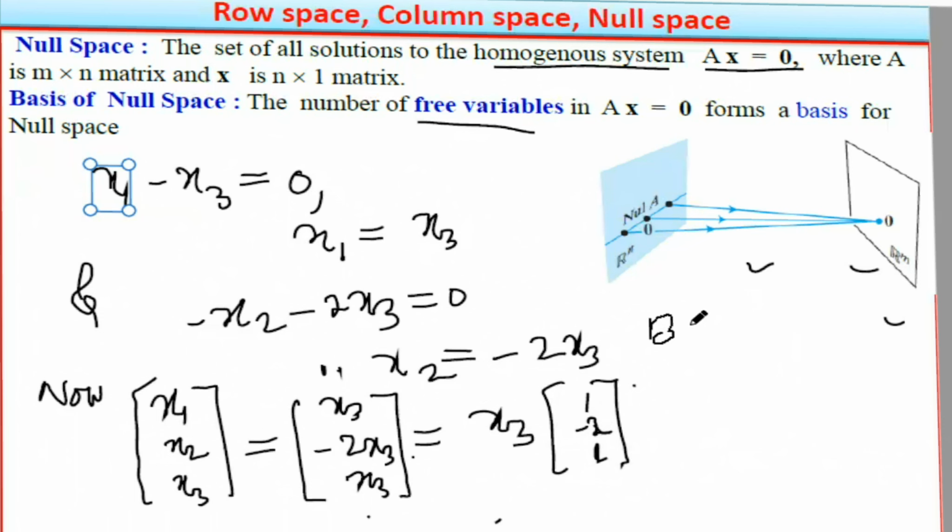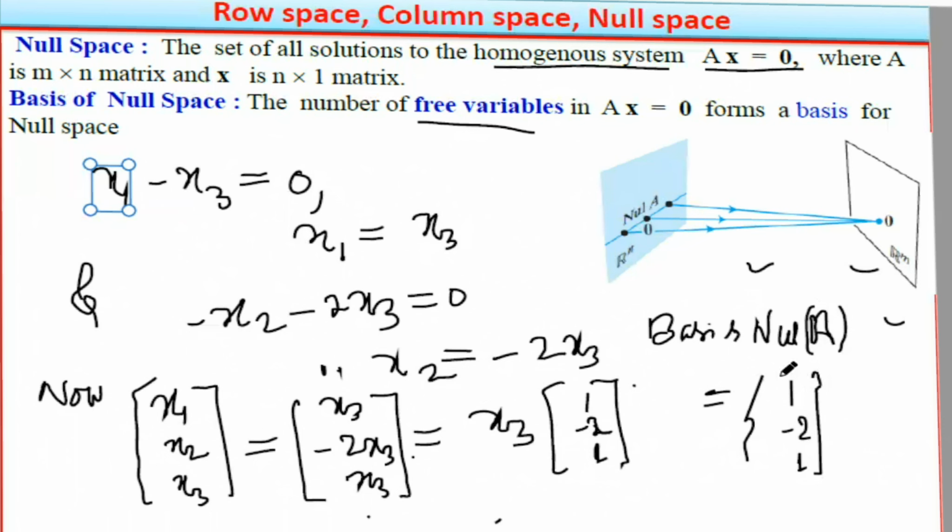So the basis for null A is only one basis vector, which is 1, minus 2, 1. This is the basis vector of the null space. We write this column matrix in square brackets, and this is the basis for null A. In this way, we found the basis vector of the null space.